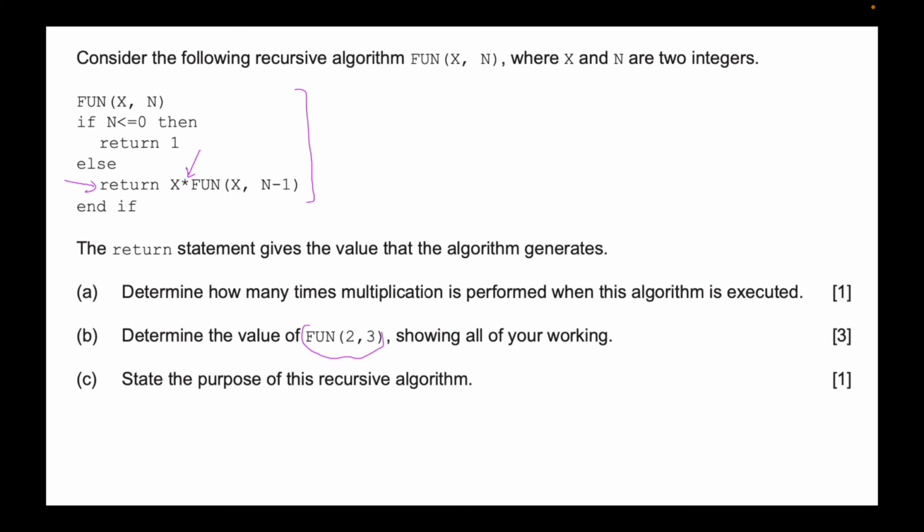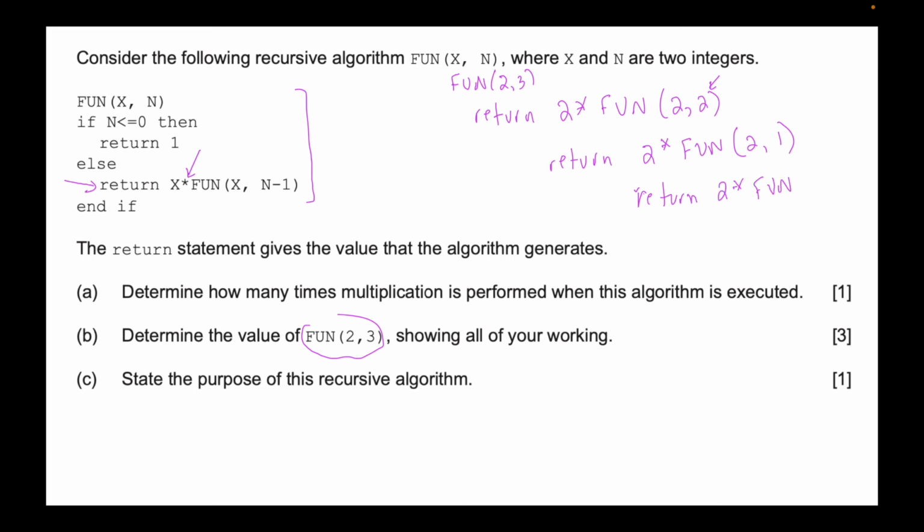So the next question is going to be fun 2, 3, and we need to find the value. We can use that to work with this and see how many times we have to do multiplication. So if we have fun 2, 3, the first time we're going to return 2 times fun 2, 2. Then we're going to return 2 times fun 2, 1, because we had a parameter of 2 then. And then we're going to return 2 times fun 2, 0. We're just going to stop right there because we're going to have a parameter of 0 for n. And right here we can see if n is less than or equal to 0, we just return 1.